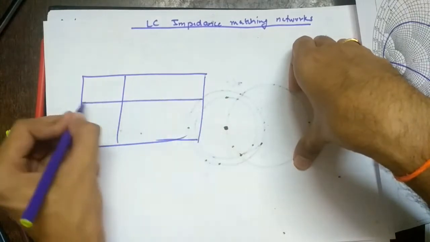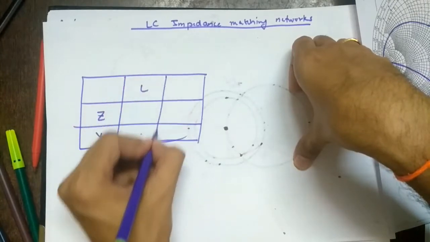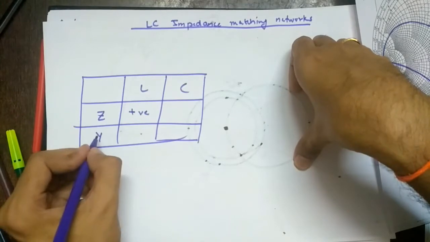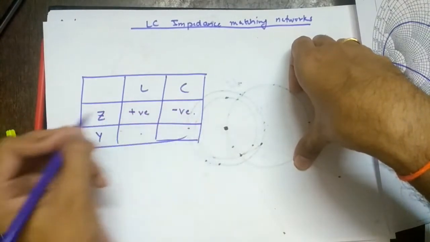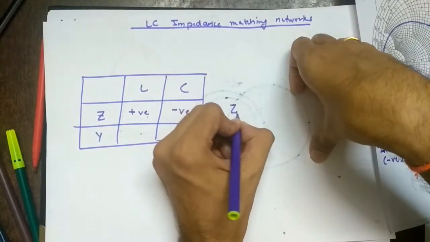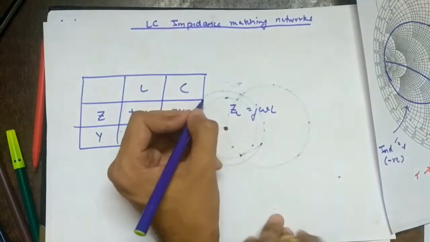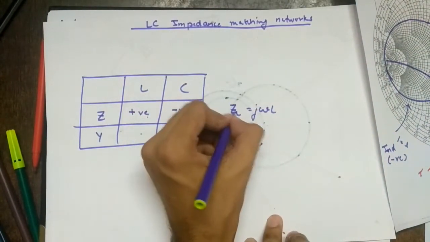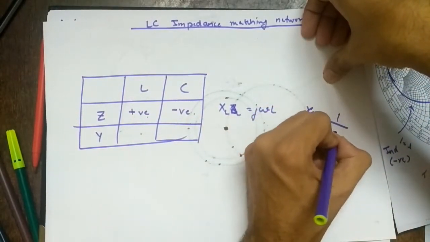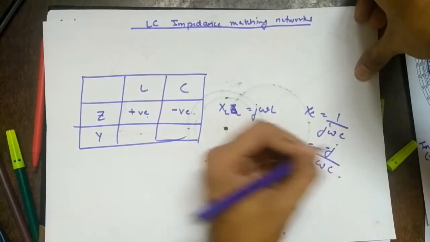So this is impedance, this is negative, this we are writing for inductor, this we are writing for capacitor. Impedance of an inductor is positive, right? Impedance of a capacitor is negative. So this you know, right? Why is it? Because Z_L equals J omega L, or rather X_L is J omega L. What is X_C? 1 by J omega C, so it is minus J by omega C. So the impedance of a capacitor is negative.